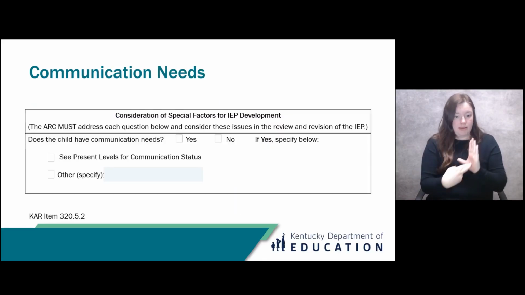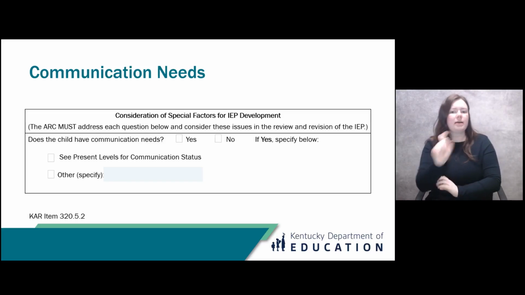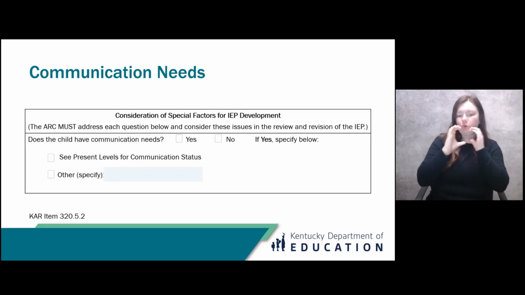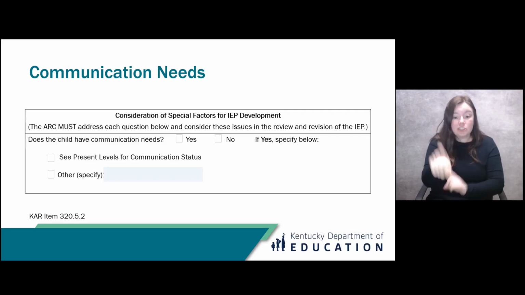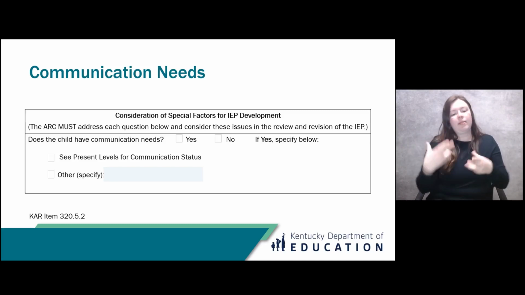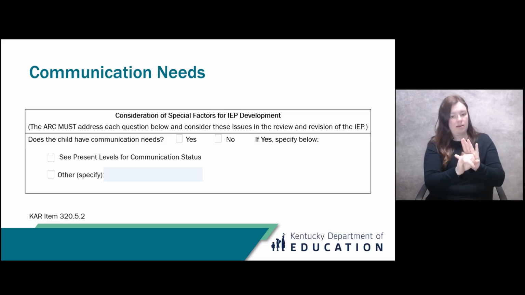From this regulation, when we develop an IEP, the ARC must answer the consideration of special factors for IEP development related to communication. The ARC must answer, does the child have communication needs? If the present levels of academic achievement and functional performance, or present levels, indicate communication needs or adverse impact, then this should be marked yes.